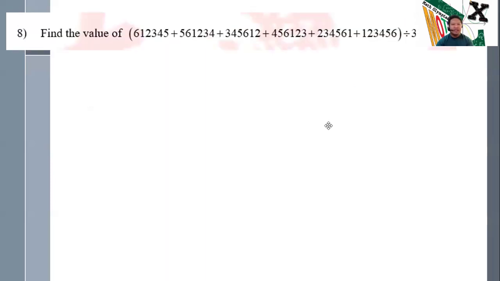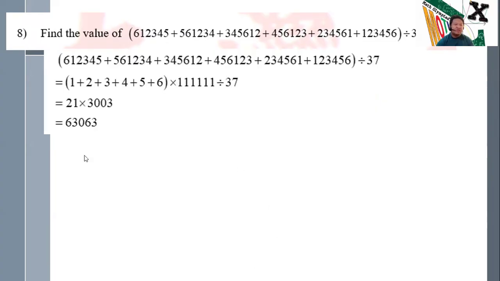Let's try to have this one. 5, 6, 1, 2, 3, 4, and so on, divided by 37. What will be the answer for this one? So the solution for this is this.